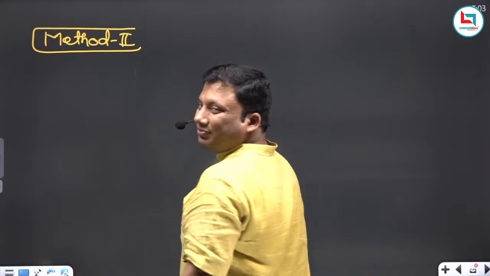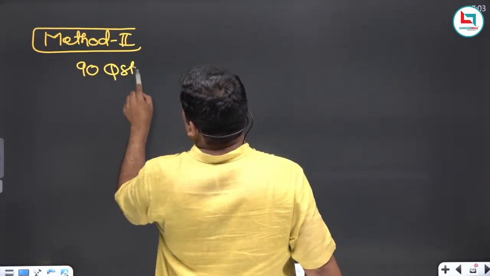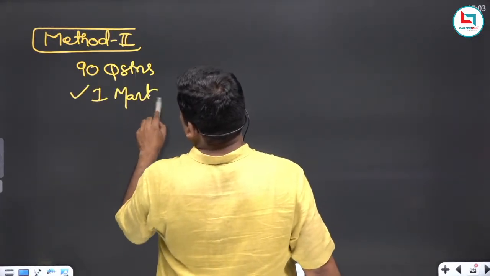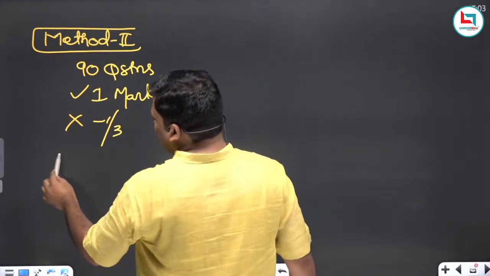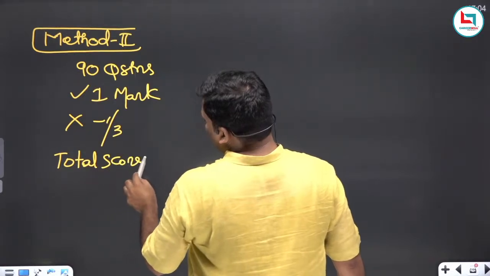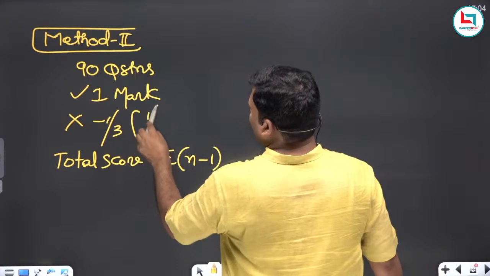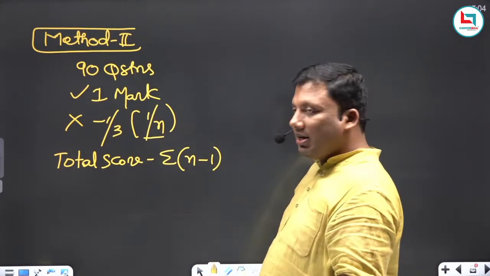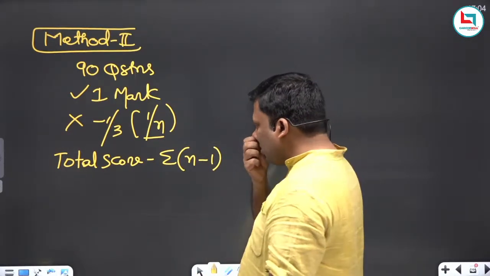Method 2. There are 90 questions in an exam. Right answer, 1 mark. Wrong answer, minus 1 by 3. So the answer is total scores minus summation n minus 1. This is the 1 by n format. If it is negative marking, the total incorrect scores possible will be summation n minus 1.